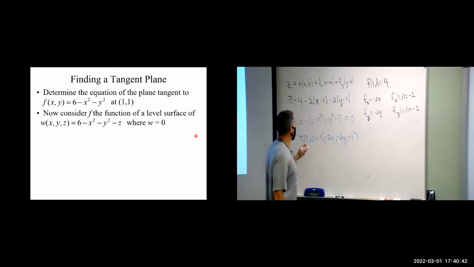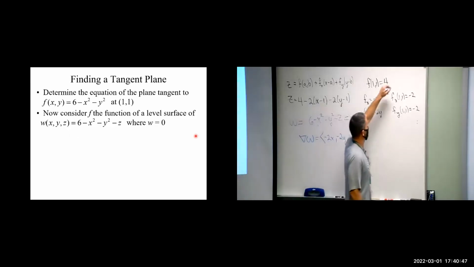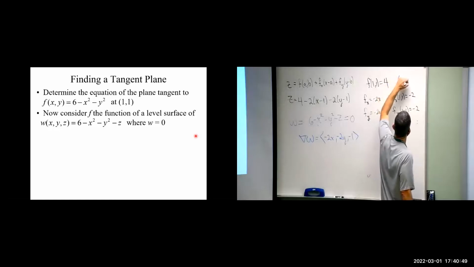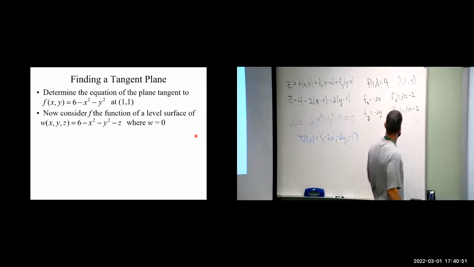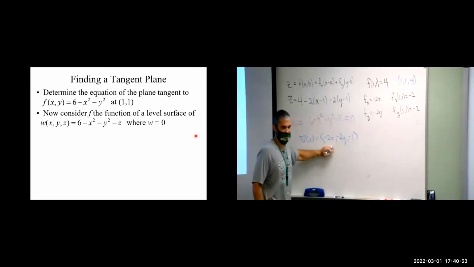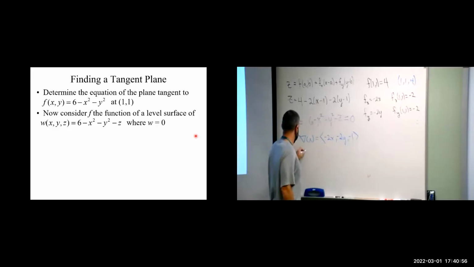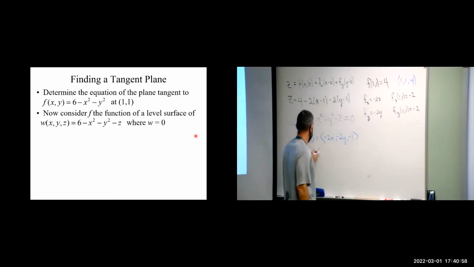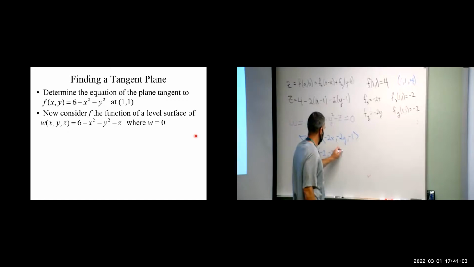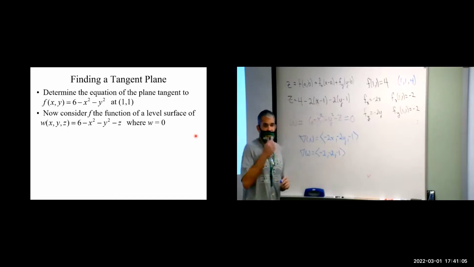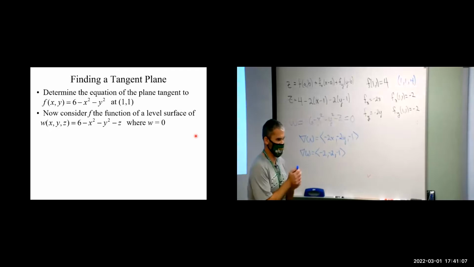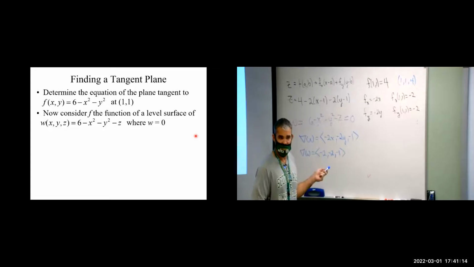Now, we are going to evaluate this at our point (1, 1, 4). So we're going to think of this as an ordered triple now, and plug that point in. So the gradient of W is minus 2, minus 2, minus 1. Now remember what that last slide said. The gradient is perpendicular to the level surface at this point.